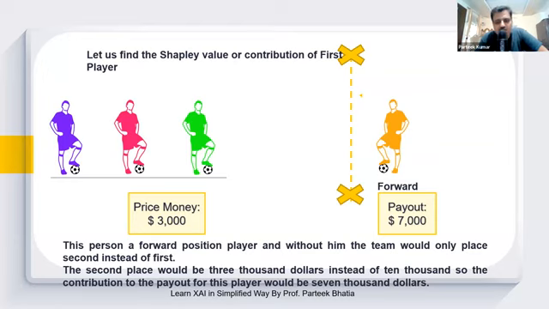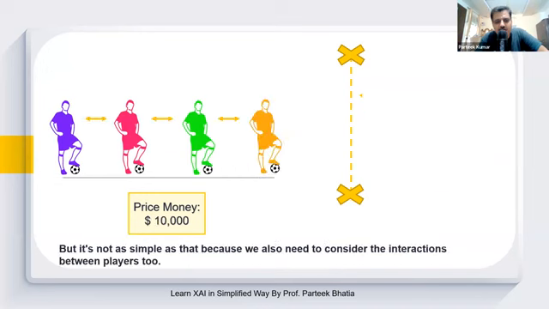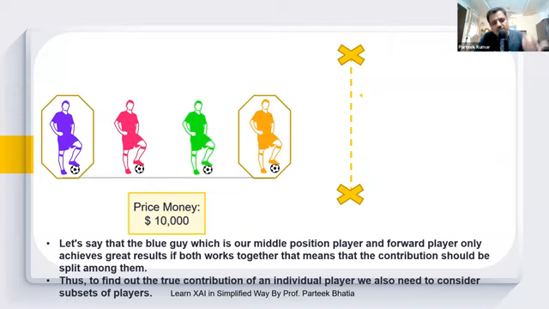But of course, sometimes the contribution of one person is dependent on the contribution of another person. Let's suppose this person performs very well only when this one plays in the middle order and that one plays in the forward order. So actually they are both working together in generating first position for the team. So we also need to consider all the subset combinations.